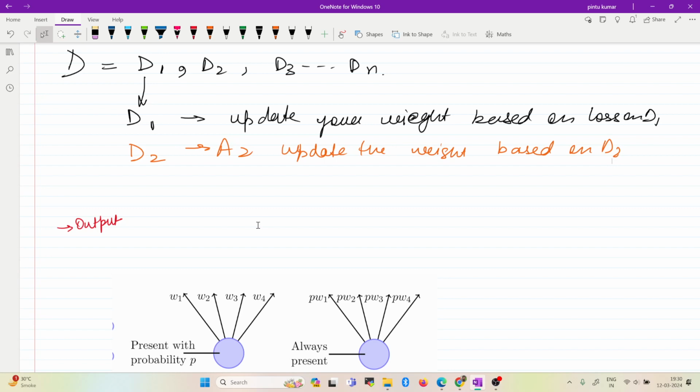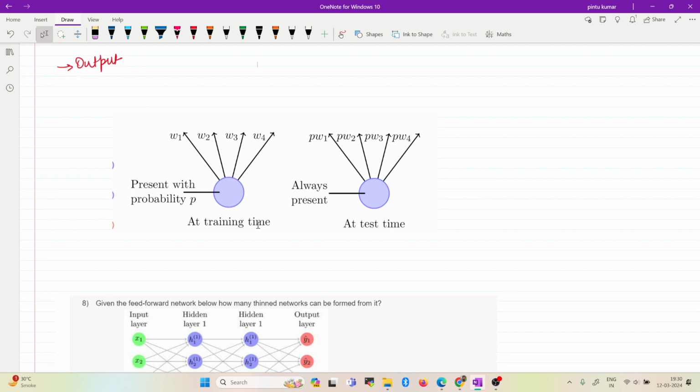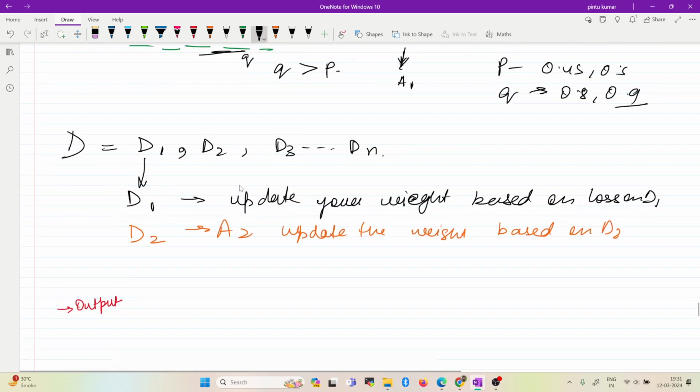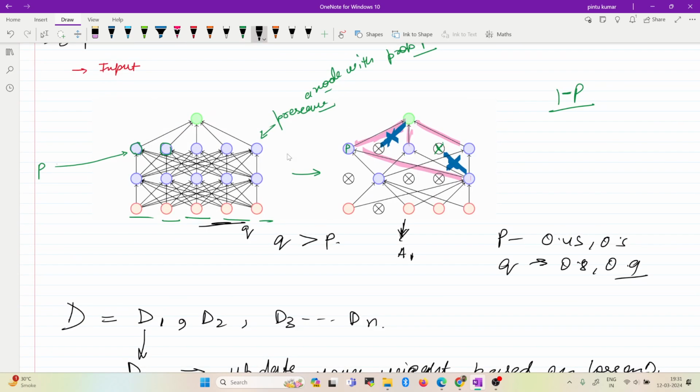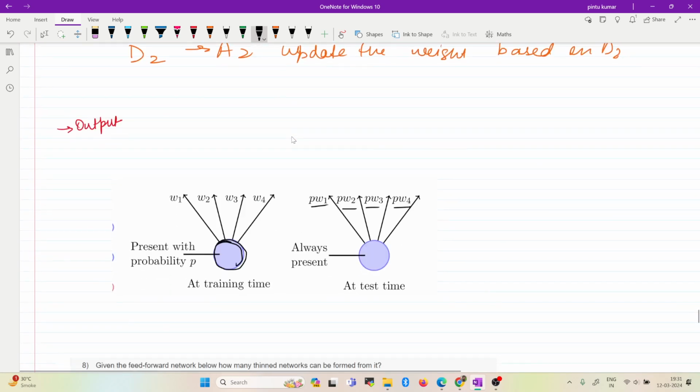Now what happens during testing time? During testing, let's say this node was active with probability P. Then you update its weight to P times the existing weight. So whatever is going out of it, you update it to P times W1. Then you pass the input, and whatever output you observe, you report that output. Another thing is you can have different activation probabilities for different nodes and different layers. You can try those kinds of variants.